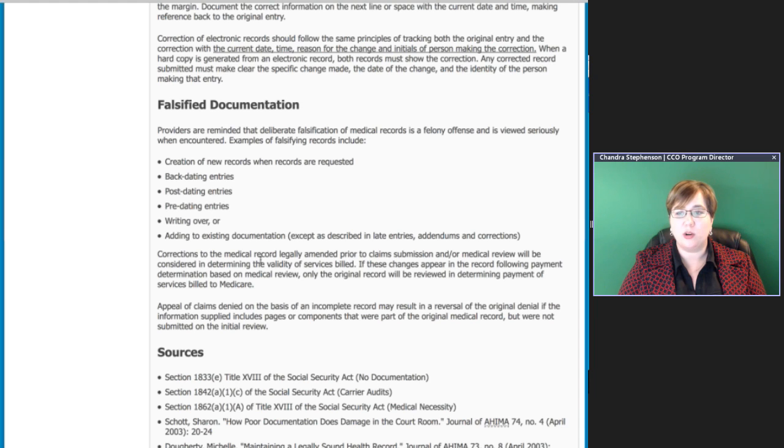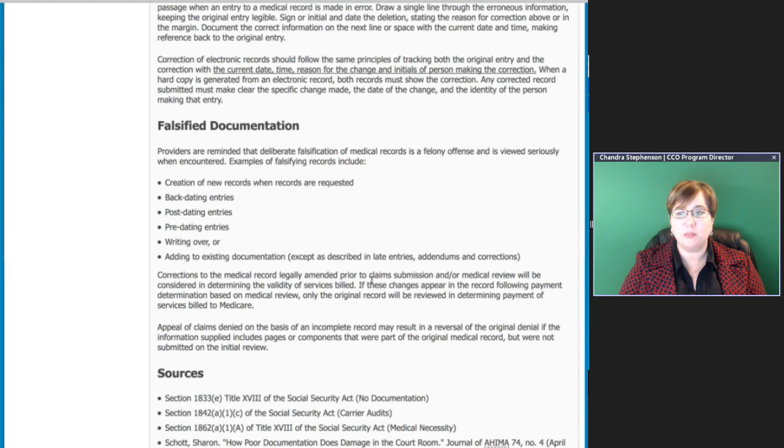They talk right down here about corrections to the medical record legally amended prior to claim submission and or medical record review will be considered in determining the validity of services billed. If these changes appear in the record following payment determination based on medical review, only the original record will be reviewed in determining payment of services billed to Medicare. So that's right there where they're telling you, if you get an initial determination from us and you don't like it and you change something in the documentation to support a higher level of service, we're not going to look at what you changed. We're not giving you credit for that after we've already made our initial determination.